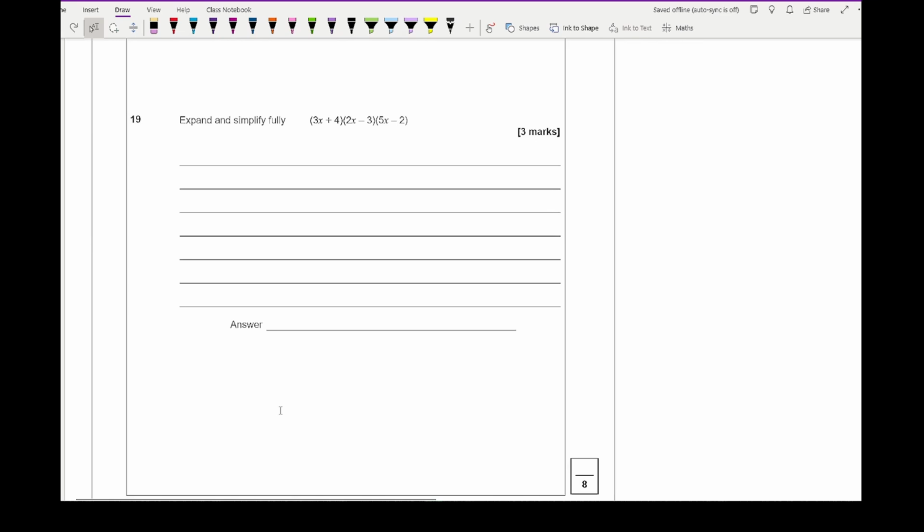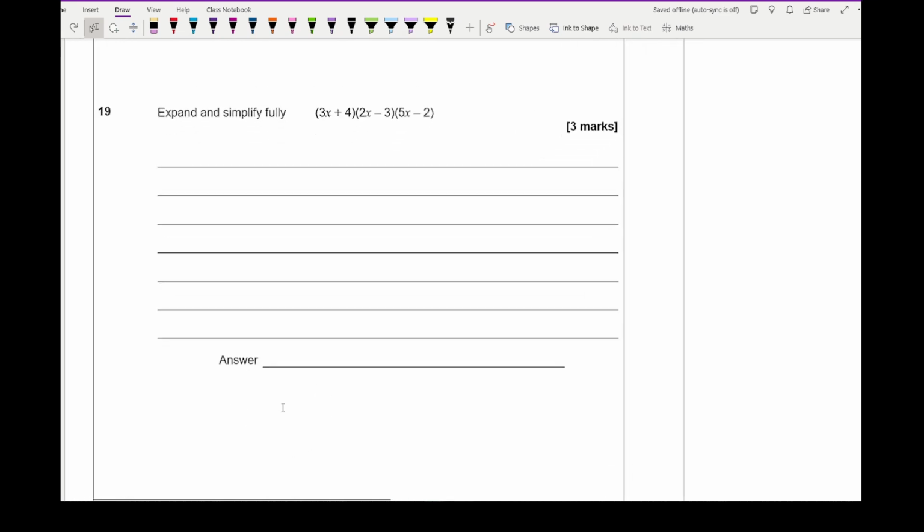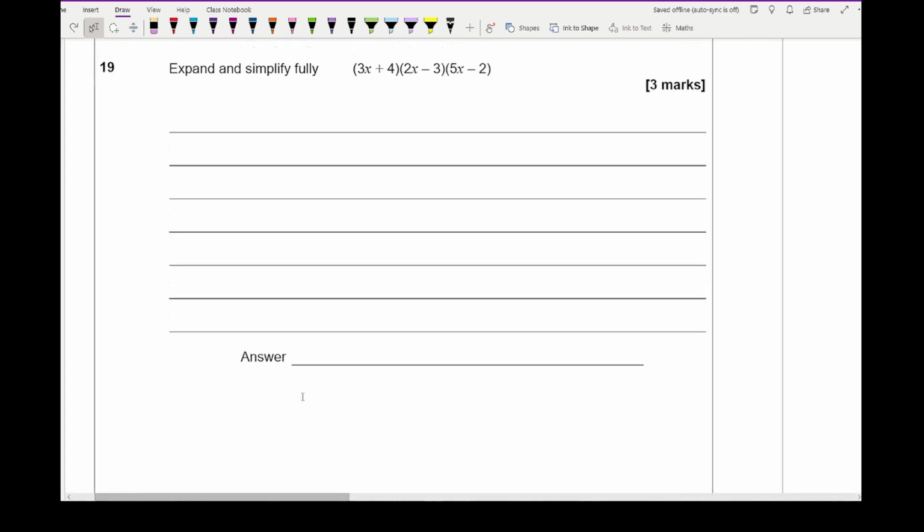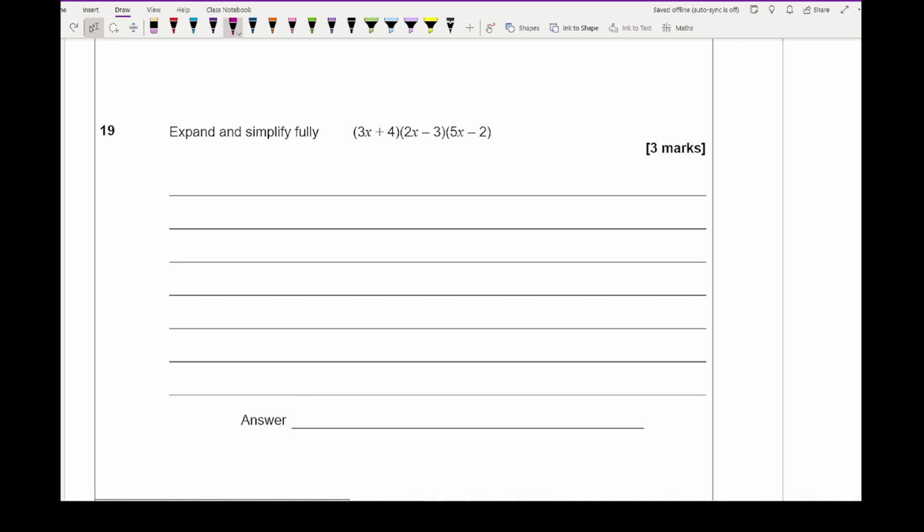Then moving on to question 19, let's just zoom in and see it so it's on the full screen. It says expand and simplify fully 3x plus 4 multiplied by 2x minus 3 multiplied by 5x minus 2. This question seems a lot easier than the one before. Now when you're expanding triple brackets, you want to make sure you're picking 2 brackets to start with. It doesn't really matter which bracket you go for. Yours might be different to what I'm going to go for, but the final answer should be the same. I personally prefer multiplying out the last 2 brackets, but it's entirely up to you.